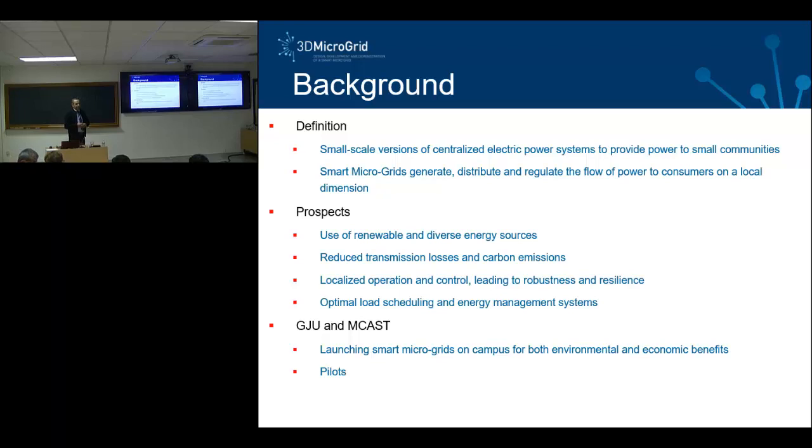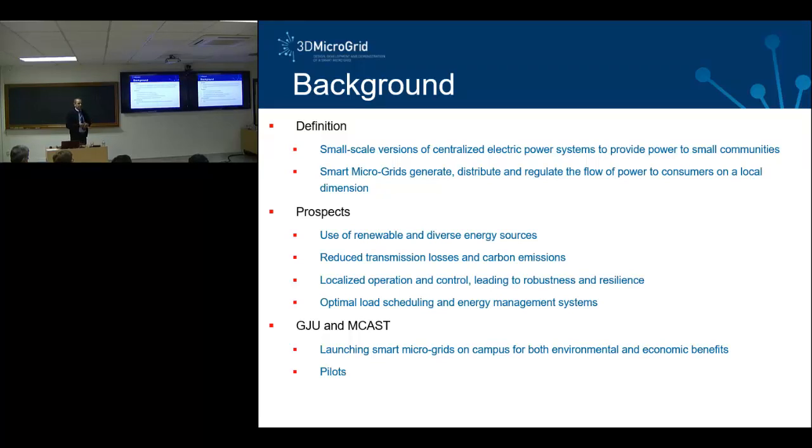And in fact, it enhances the localized generation and control, leading to robustness and resilience. So you don't depend much on the grid if there are problems and issues, but you very much depend on your local generation resources. And this creates more resilience in the use of power and energy resources. We're trying to put more effort on the optimization, local scheduling of generation resources, as well as the management of energy resources in the local context.